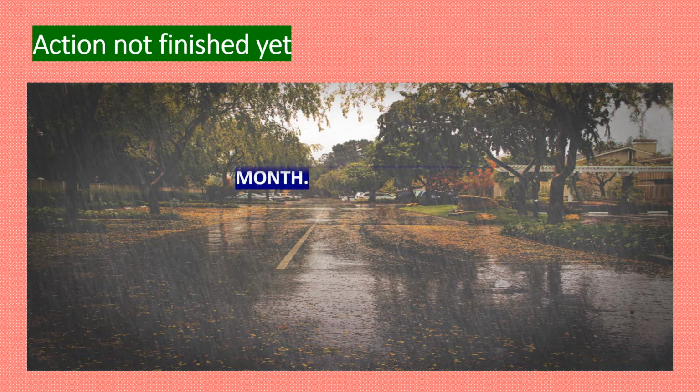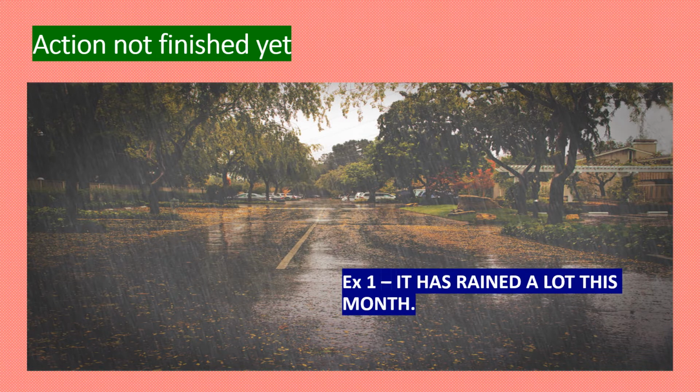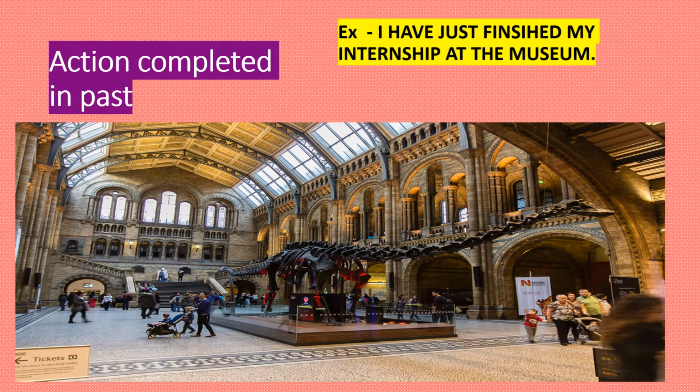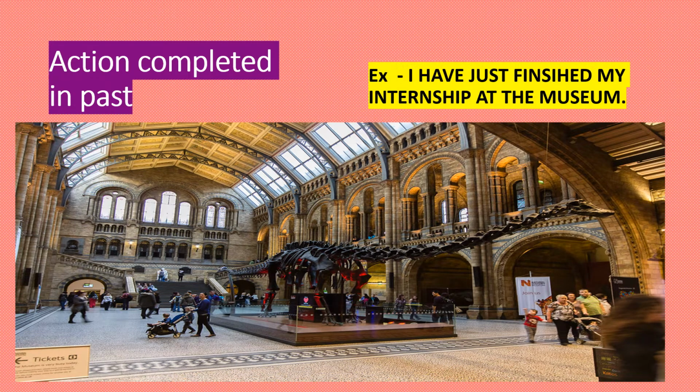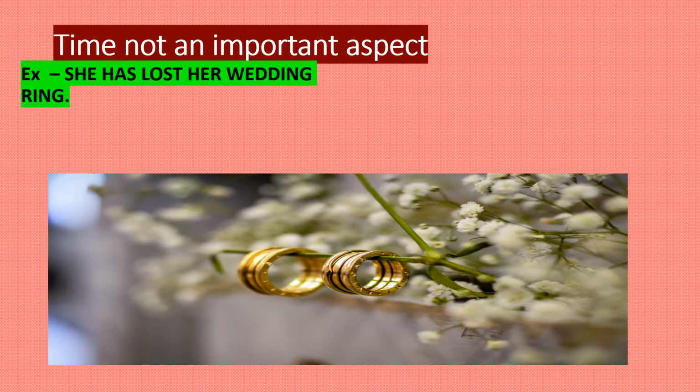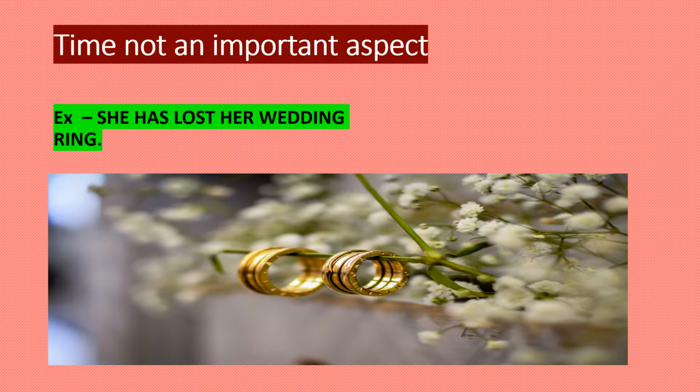Third is to describe an action that has not yet been finished. For example, it has rained a lot this month. Fourth is to describe an action that was completed in the recent past. For example, I have just finished my internship at the museum. Lastly, to describe an action when time was not an important aspect. For example, she has lost her wedding ring.